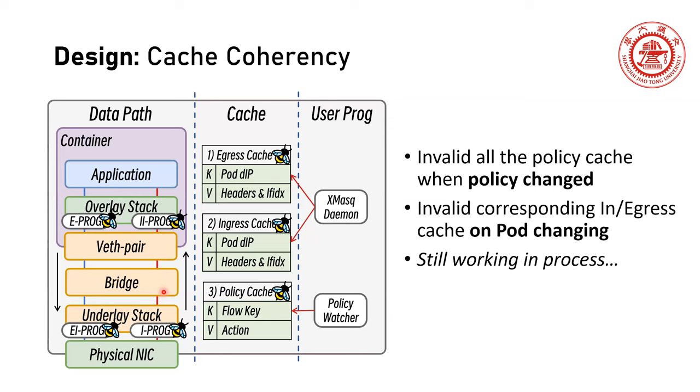Does the cache work for other connections, or does it just work for an existing connection that has been established? Yes, this is also a solution, and we have not decided how to design this part. If I understand correctly, this policy cache doesn't track connections, right? Probably it just uses five tuples as the flow key. Yes, five tuples. It's not really a connection tracker, that's my understanding.